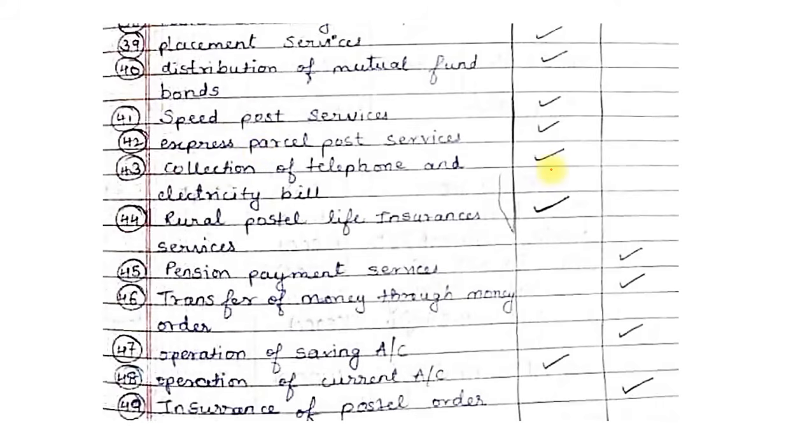Collection of telephone bill and electricity bill, taxable because these are services which have been provided. Rural postal life insurance service, it will be taxable. Pension payment, non-taxable. Transfer of money through money order, non-taxable. Operation of saving account, again as I told you, there is no GST included in that, so non-taxable. Current account, yes, that is business related. Anything which is commercial or corporate related will be taxable. And lastly, insurance of postal order. Okay, insurance on postal order, there will be no GST.